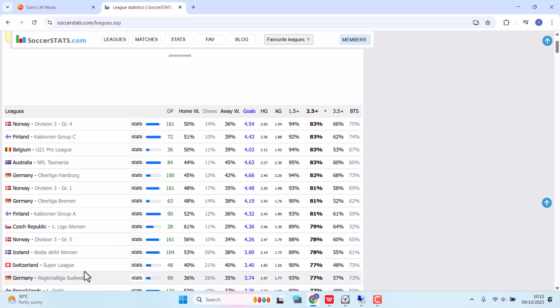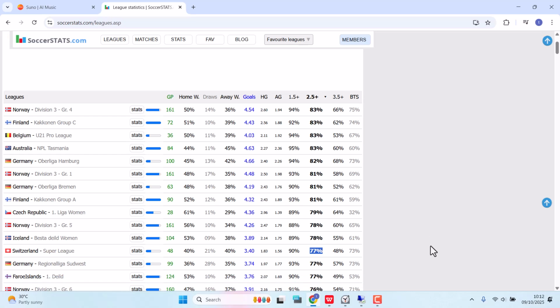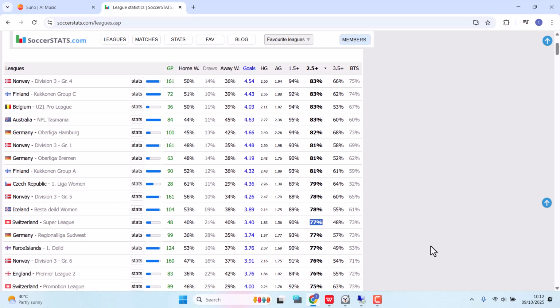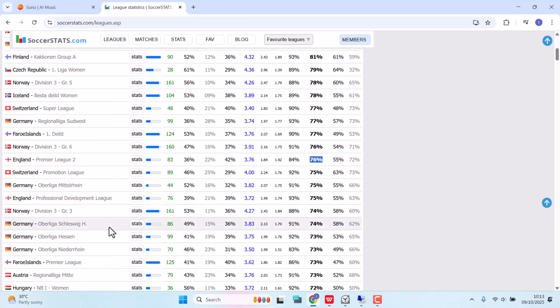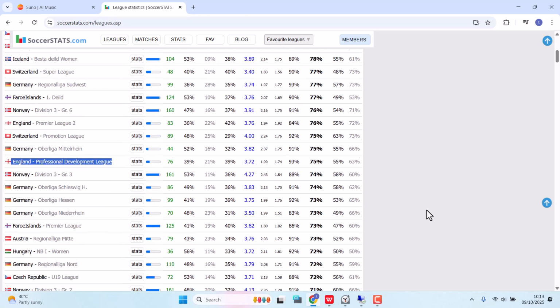Swiss Super League should be on your roster now, 77% over 2.5 goals. So for a neutral player, the Swiss Super League is one of the very tradable leagues. A lot of these are lower tier sides, but you know these recognisable ones I've mentioned many times. English Premier League 2, 76% of their matches have been over 2.5 goals. Why do I keep mentioning the English Professional Development League? 75% of their matches so far this season, 76 of them over 2.5 goals. Quite superb stuff there.